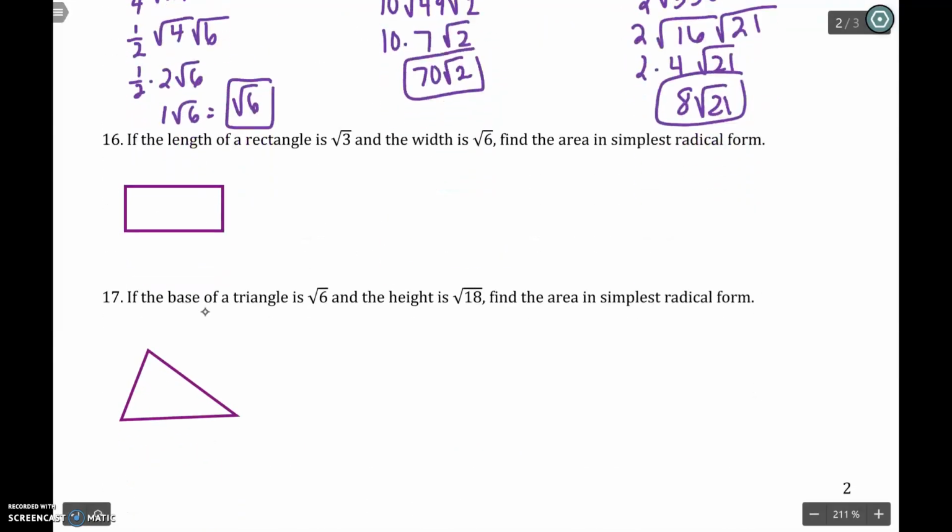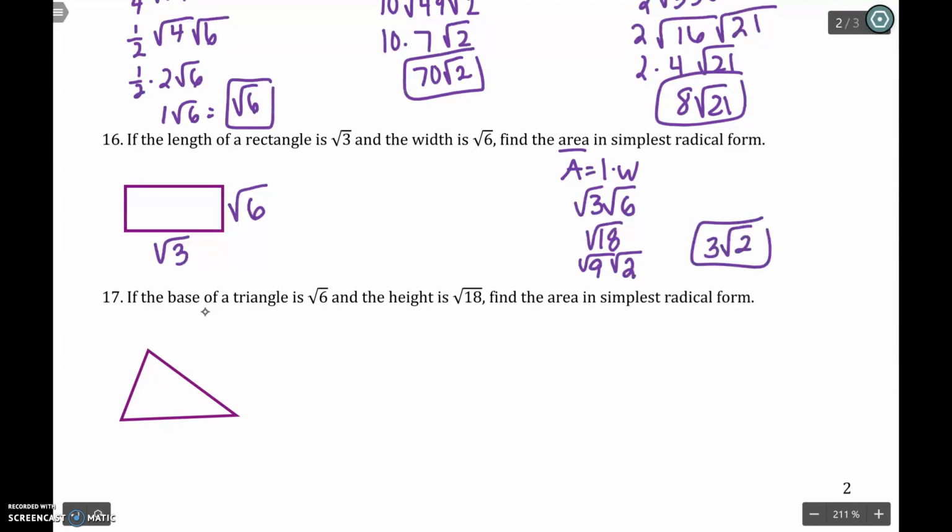Okay, number 16, if the length of the rectangle is radical 3 and the width is radical 6, find the area. Remember that that is just length times width. So radical 3 times radical 6 is radical 18, and then we'll simplify it. The largest perfect square that goes into 18 is 9, and it goes in twice, making this 3 radical 2.